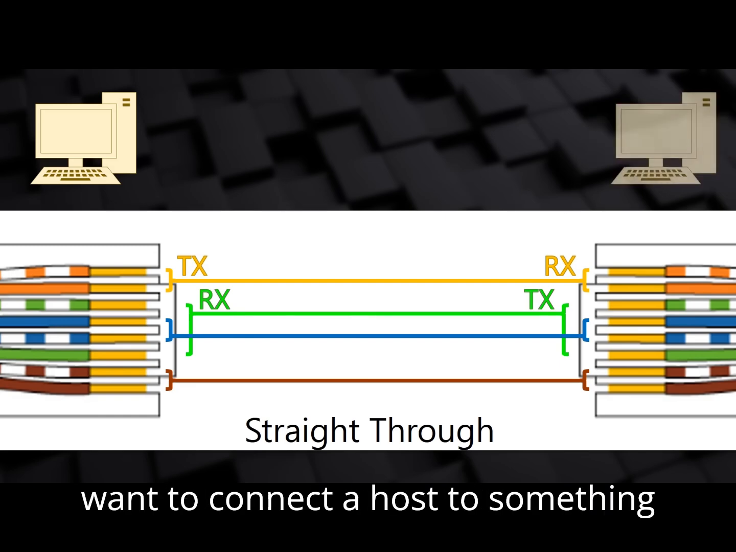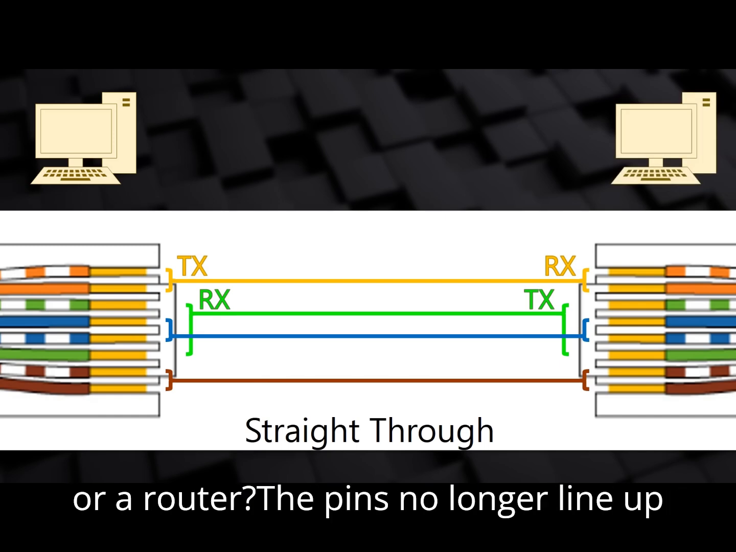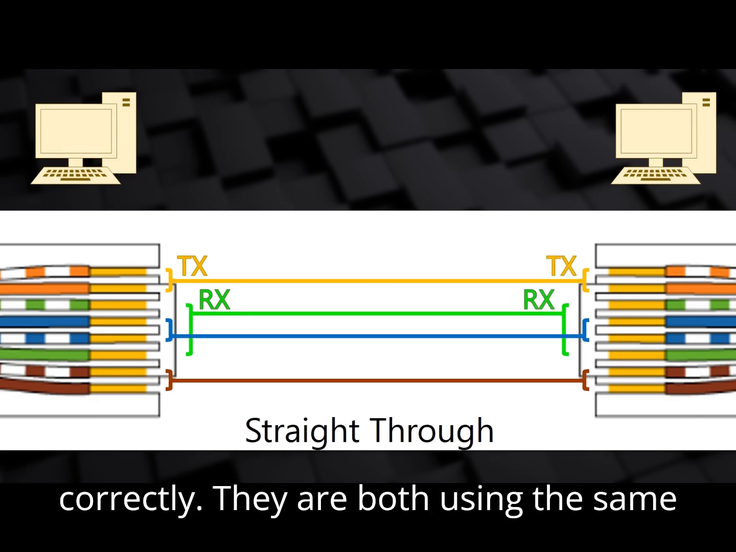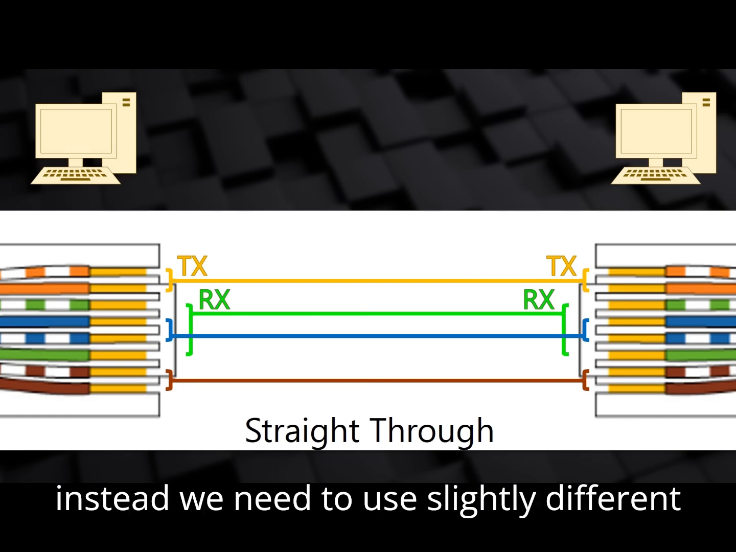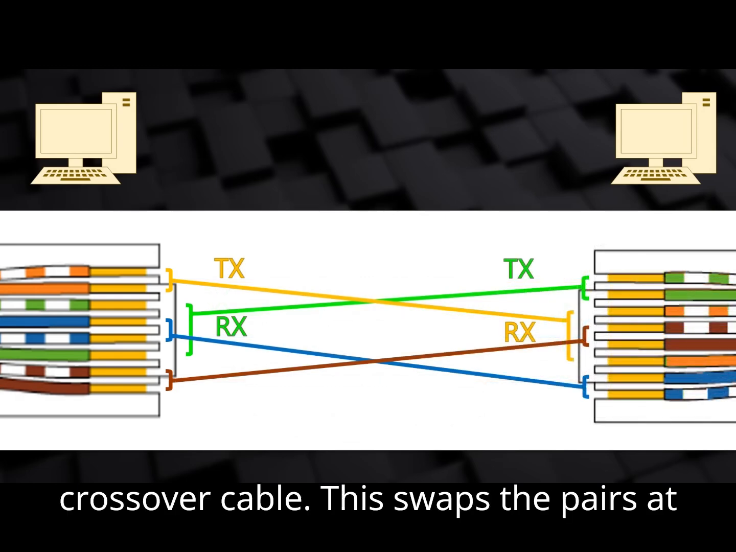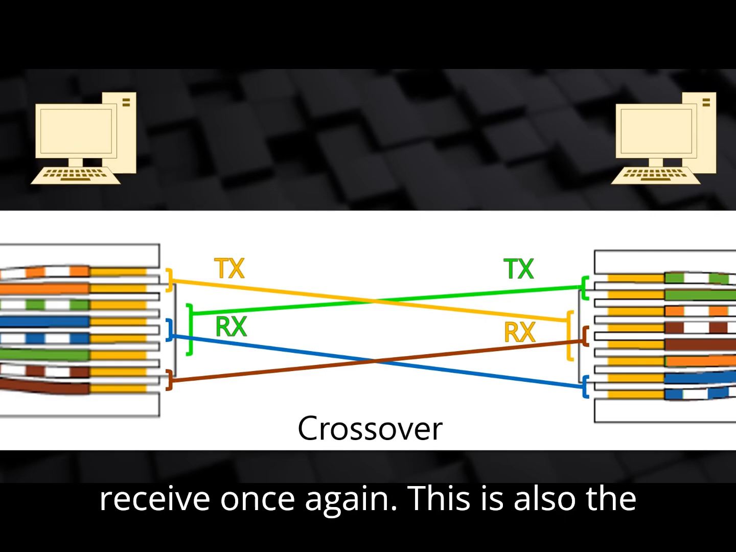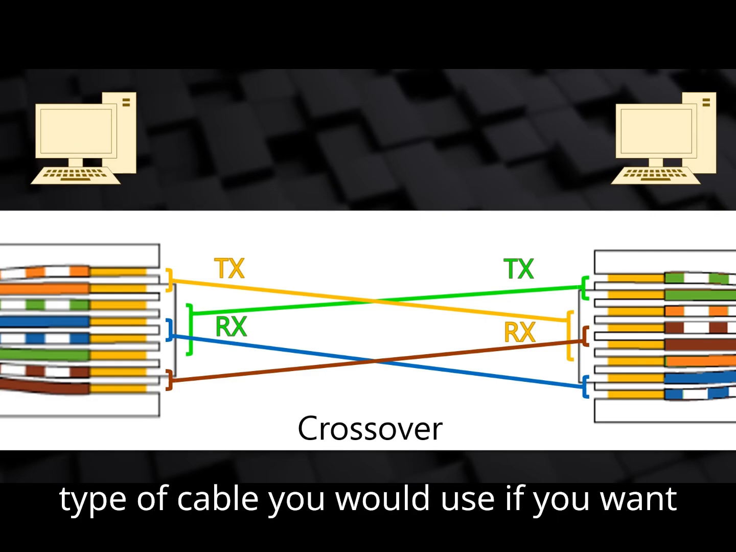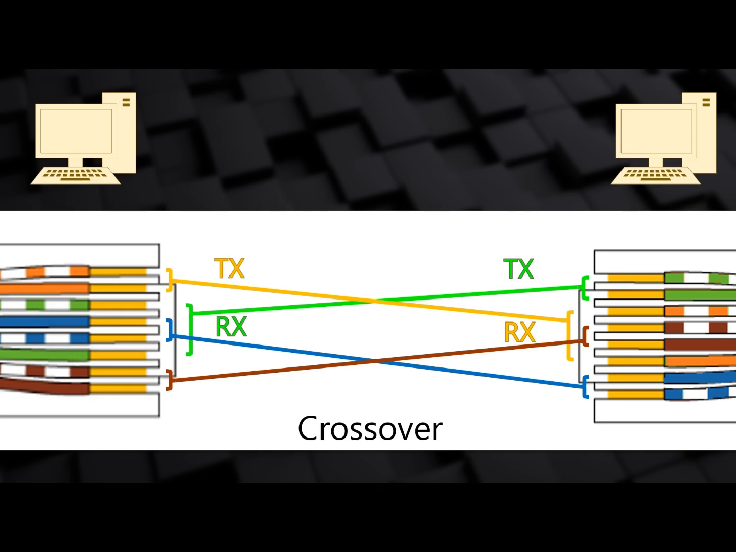But what if you want to connect a host to something that's not a switch? Perhaps another host or a router? The pins no longer line up correctly. They are both using the same pairs for receive and transmit. So instead, we need to use slightly different cables. What we do use is a crossover cable. This swaps the pairs at one end, so transmit lines up with receive once again. This is also the type of cable you would use if you want to connect one switch to another switch.